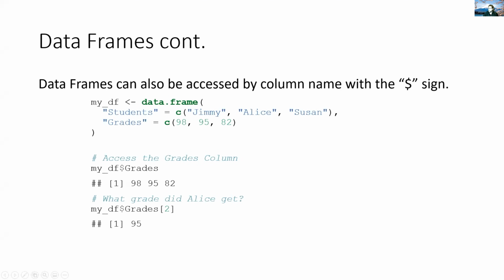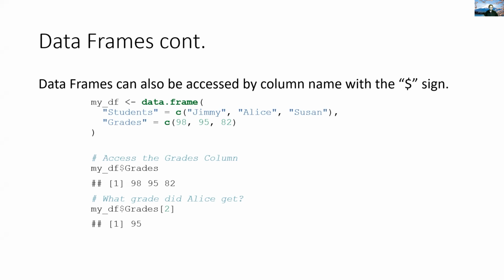All right. So we did the same thing here where we took the grades column. We wanted to ask the question, what grade did Alice get? So that would be the 2nd observation in the grades column. So that was just grades[2]. And so we got the grade that Alice had.